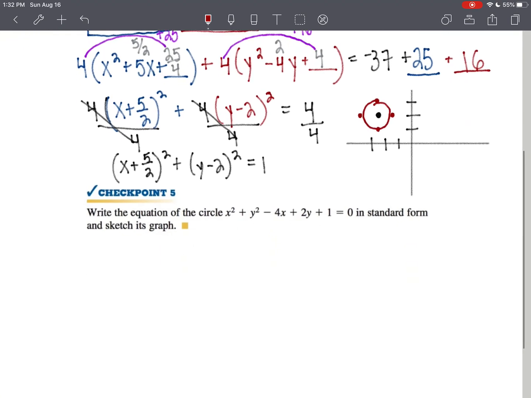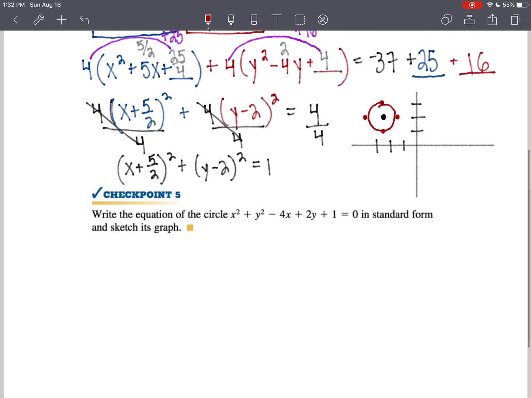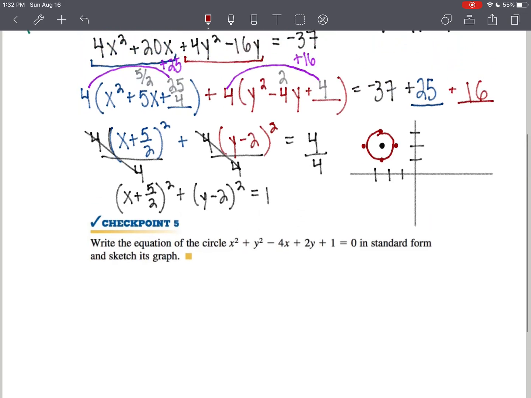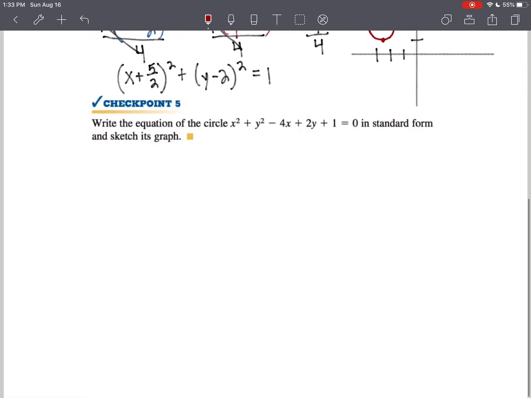So you are ready to try this next one. Here's checkpoint 5. Write the equation of the circle x squared plus y squared minus 4x plus 2y plus 1 equals 0 in standard form. So right now it's in general form. We want to write it in standard form and sketch its graph. Go ahead and press pause, and when you're ready to reveal the answer, come on back.